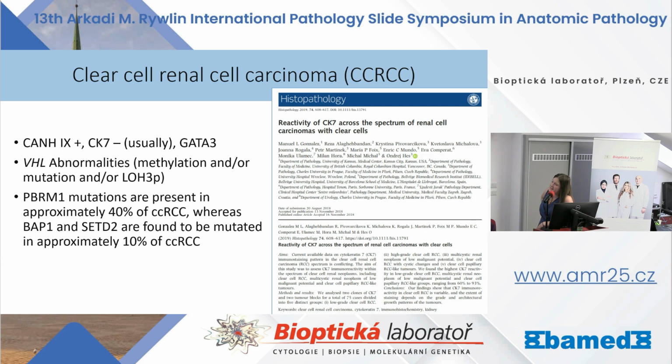Usually or typically, clear cell carcinoma should be CK7 negative, but we know that CK7 reactivity may be seen even in clear cell carcinoma, especially in low-grade clear cell carcinomas. The positivity of CK7 may be relatively strong and diffuse. For the diagnosis, if you need it, you can use VHL abnormalities, methylation of VHL, or deletion of 3p, which is typical for a clear cell renal cell carcinoma.